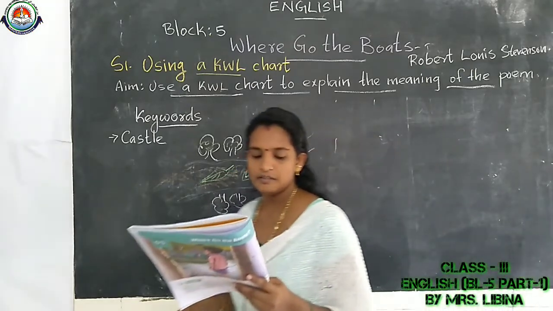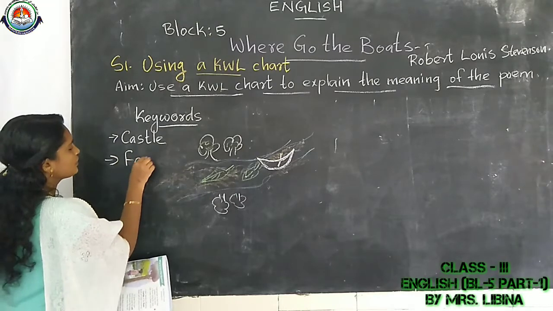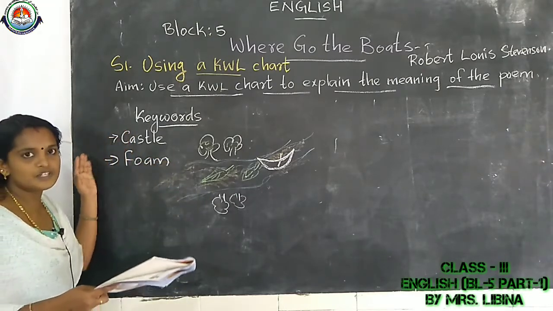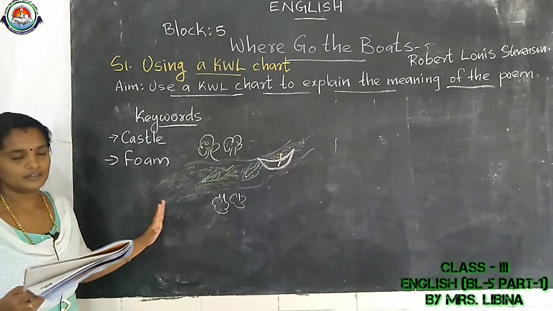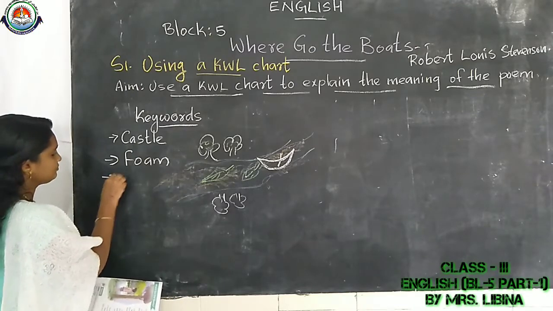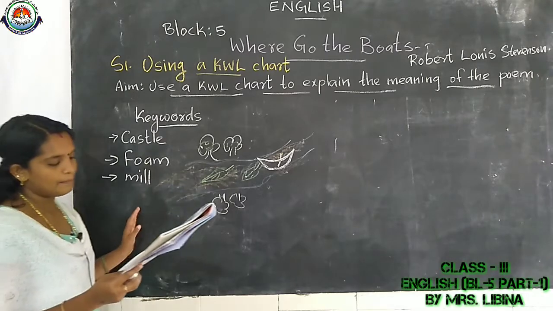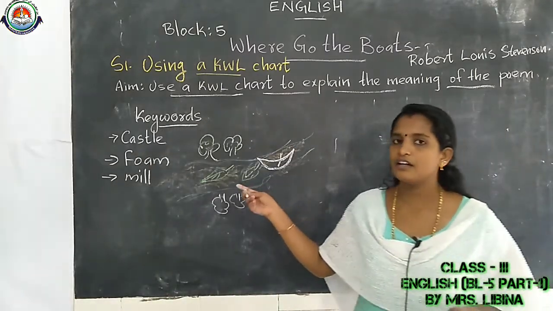One more word you got, keyword, foam. Foam meaning is given here. Write down this keyword in your notebook. Thick frothy substance on water, okay, bubbles. Okay, next one, mill. Which word is the next one? Mill. A place where things are made. A factory. Wood mill, you know.